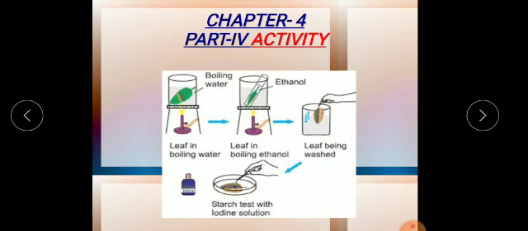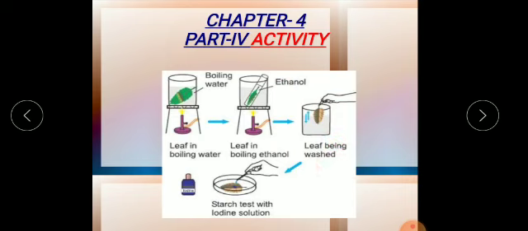the leaf being washed. So after this second step, the alcohol or ethanol step, why are we again washing the leaf with hot water? Because when we treat the leaf with ethanol or alcohol, it becomes slightly hard. So to make it soft, because we need a soft leaf, and it will give a good result, we are again washing it with water.